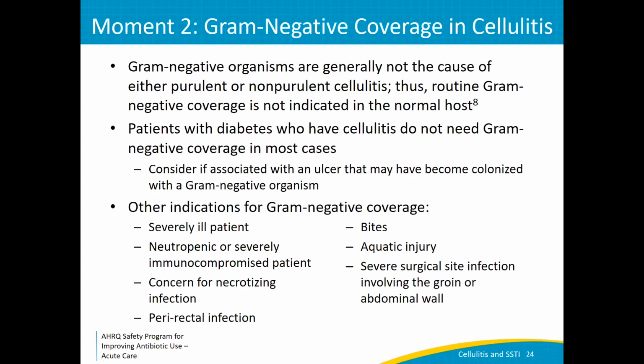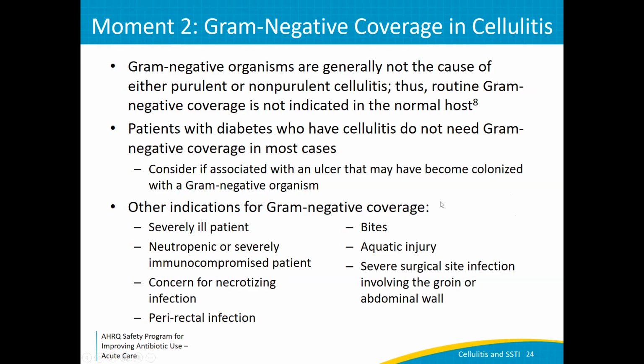And just a quick note, as you saw on my slide a few slides ago, the majority of bacteria that cause cellulitis are going to be your gram-positive bacteria like staph and strep. Gram-negatives are very rarely the cause of either purulent or non-purulent cellulitis. Even in diabetics, there's a common thought that they need to be treated with gram-negative coverage. But in the majority of uncomplicated cellulitis, even in diabetic patients, you're still worried about staph and strep.